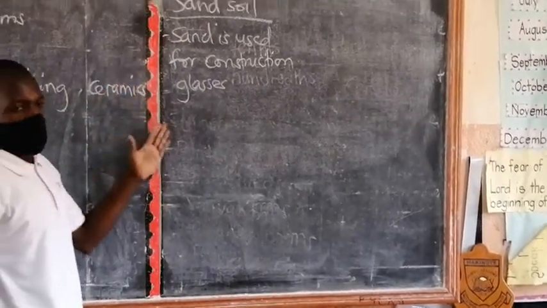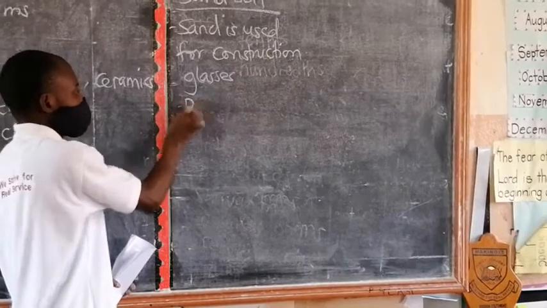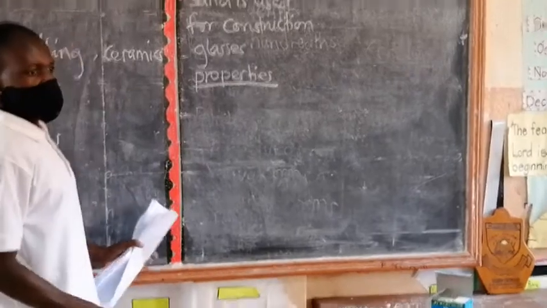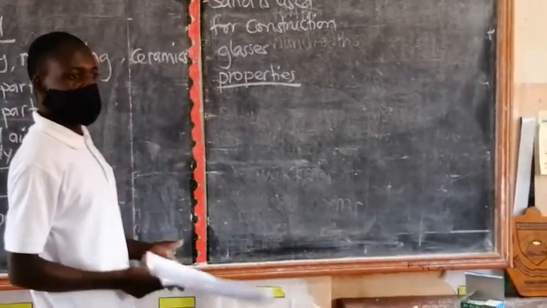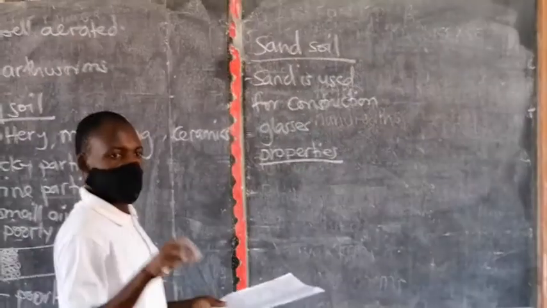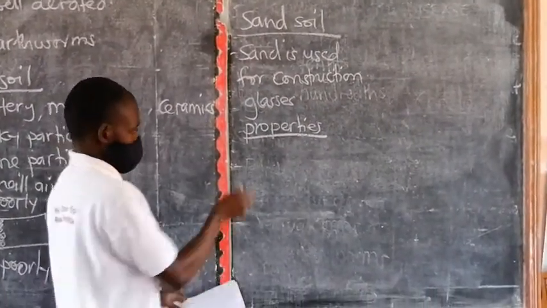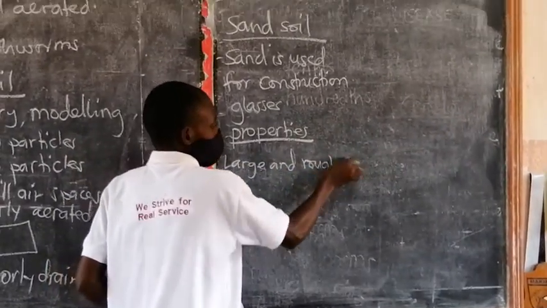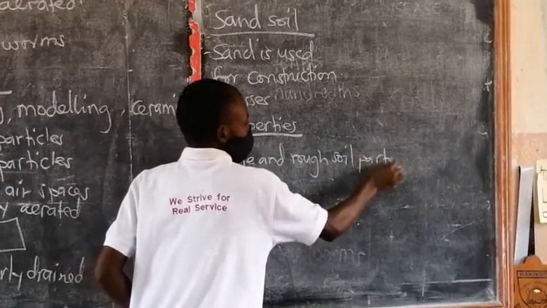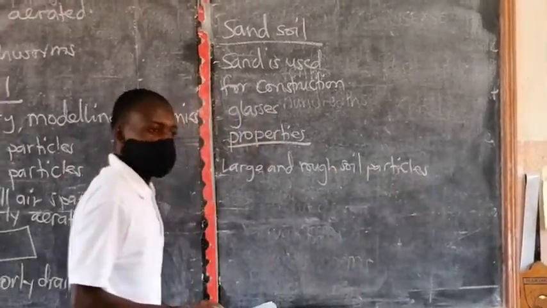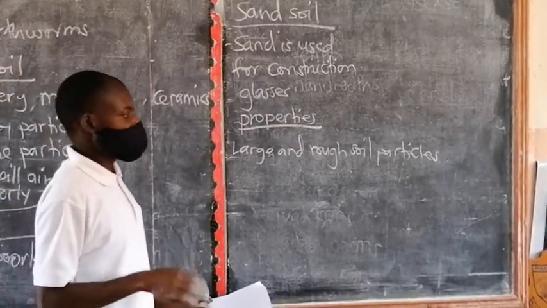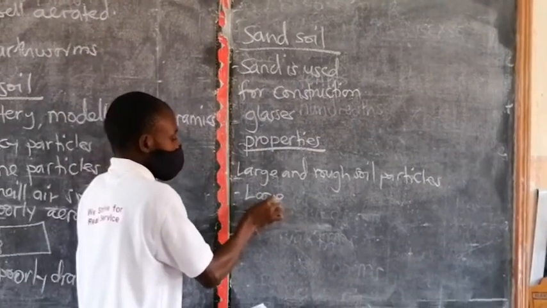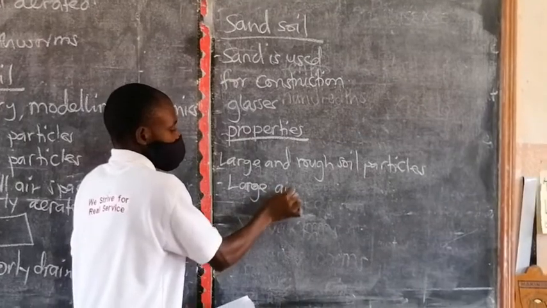Still, when you look at the properties of sand soil, one is that sand soil has large and rough soil particles. When you touch sand soil, you are able to feel the particles. They are light and rough. Then it also has large air spaces.